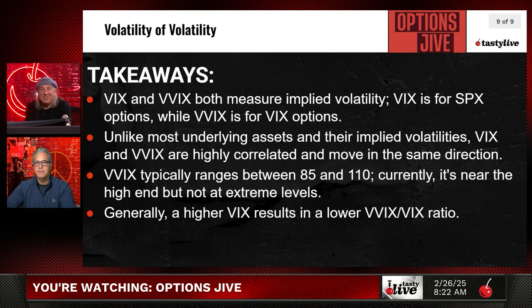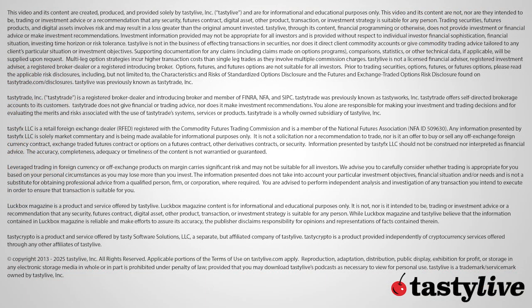And some of the takeaways. The VIX and the VVIX both measure implied volatility. VIX is for SPX, VVIX is for VIX options. Unlike most underlying assets and their implied volatilities, the VIX and VVIX are highly correlated in the same direction, 0.87. The VVIX typically ranges between 85 and 110, and it's currently near the high end, but not at extreme levels. And currently a higher VIX results in a lower VVIX-VIX ratio. A lot of takeaways in there, but just a good discussion on volatility.